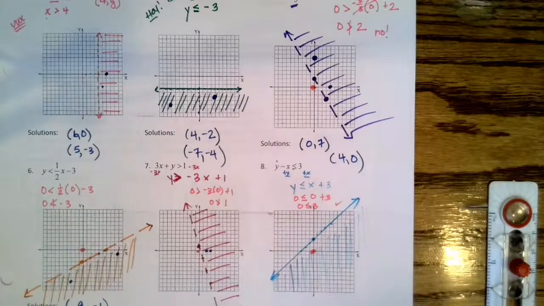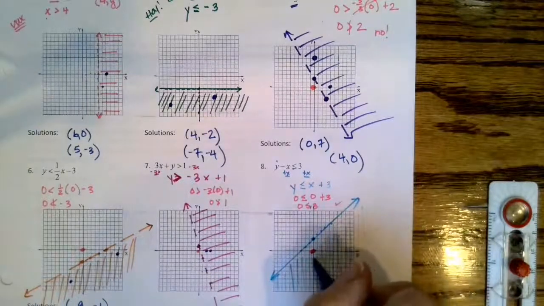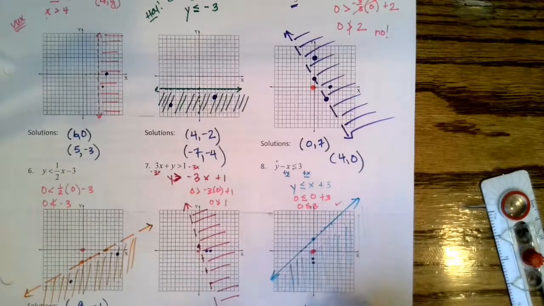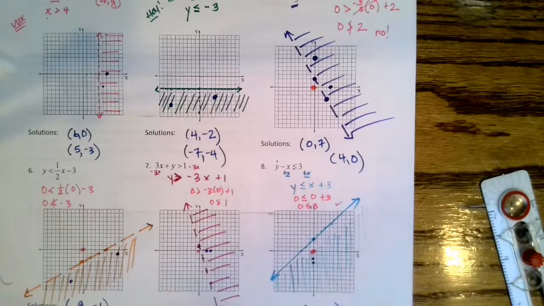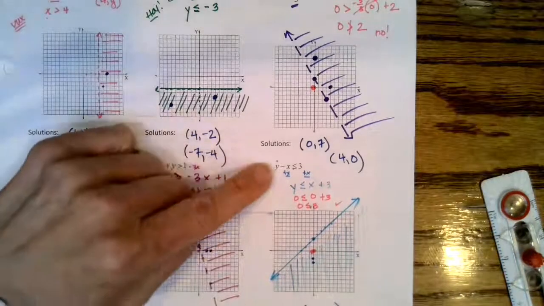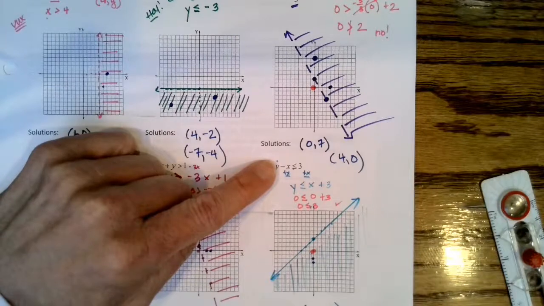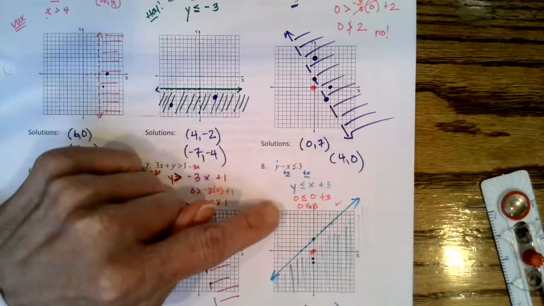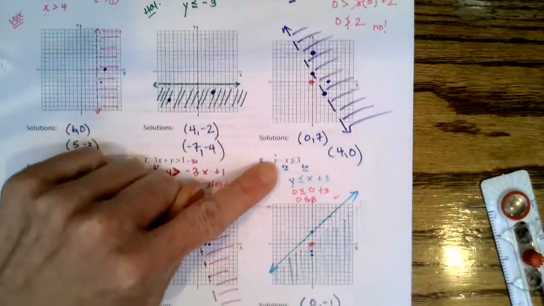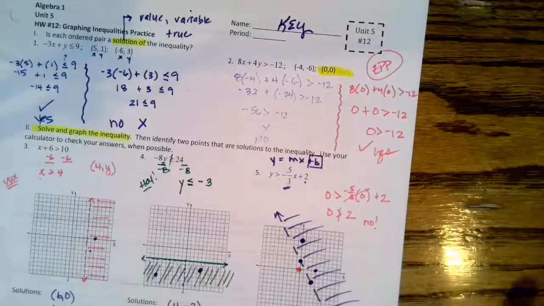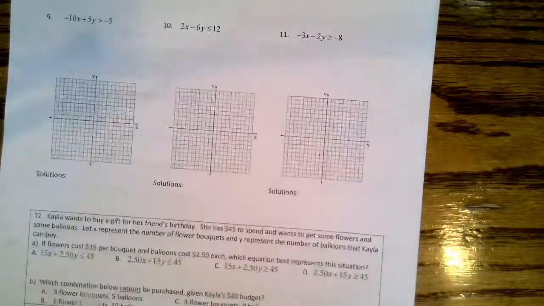All right, so when I choose 2 points that are solutions, again, you can choose whatever 2 points you want. I went easy again. Over 0, down 1, over 0, down 2. And if I plugged both of those in, we're going to see that negative 1 minus 0, yep, that's smaller than 3. Negative 2 minus 0, yes, that's smaller than 3. All right, let's go on to the next page.